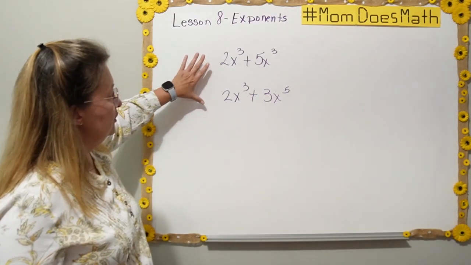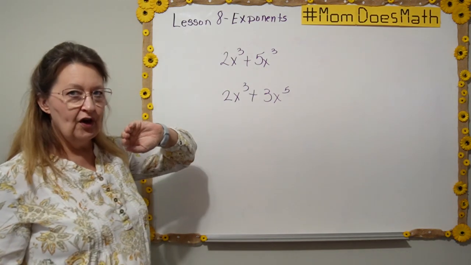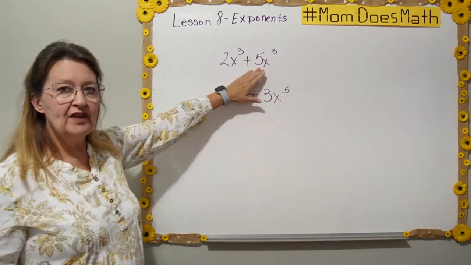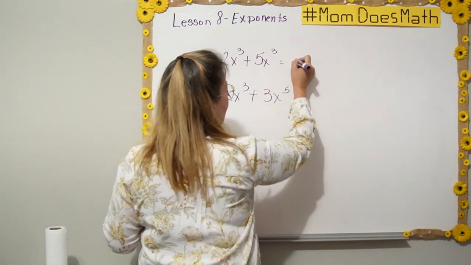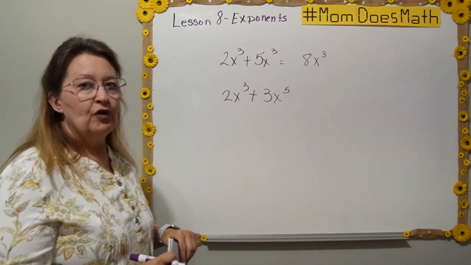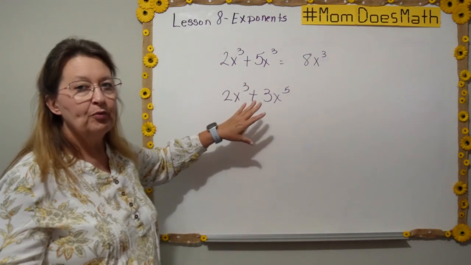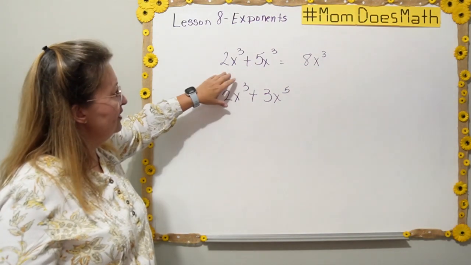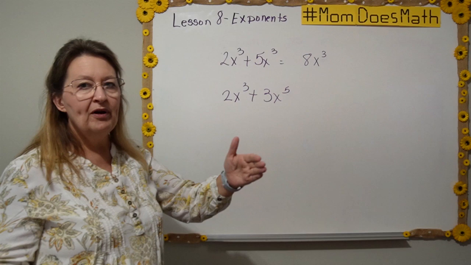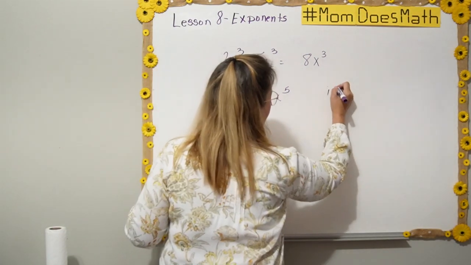Okay, let's look at these two possible cases. You've got 2x to the third plus 5x to the third. So what do you have? Well, if you've got 2 of these and then you've got 5 of these and you add them all together, you know what you have? You have 8x to the third. Remember, that's what I was telling you. The only thing that can change an exponent is multiplication. So 2x to the third plus 5x to the third, you've just got a whole bunch of x to the thirds.